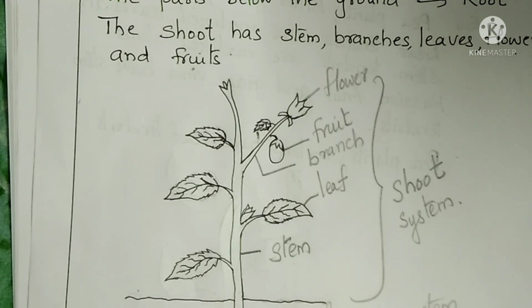So in detail we will learn about roots and shoots, their parts, their functions, how to identify a plant by looking at their roots or by looking at their leaves. All these things in detail we will learn in the next class.